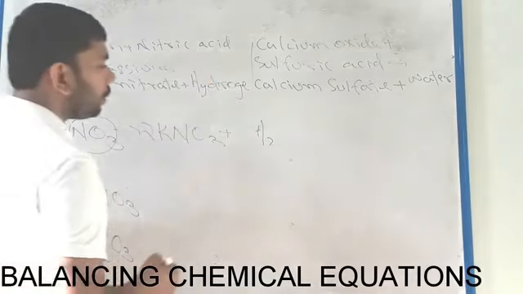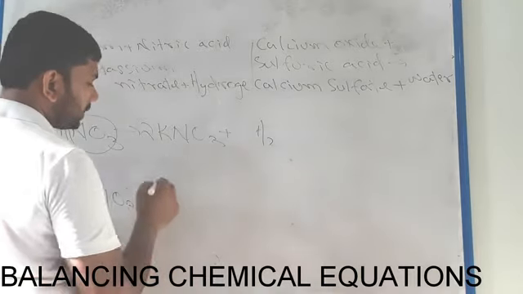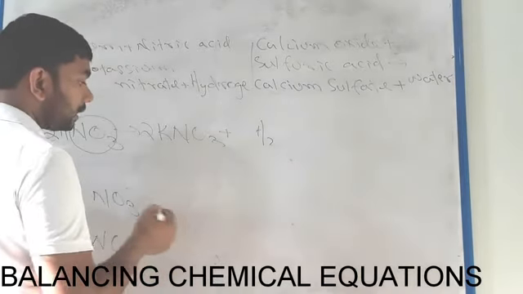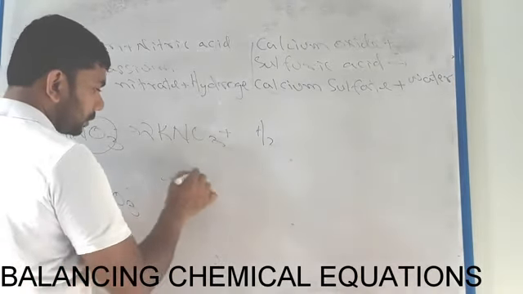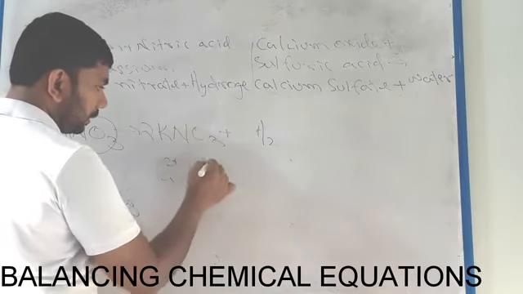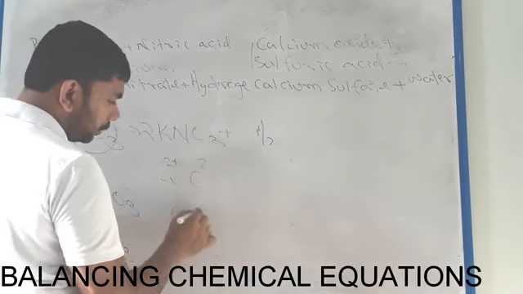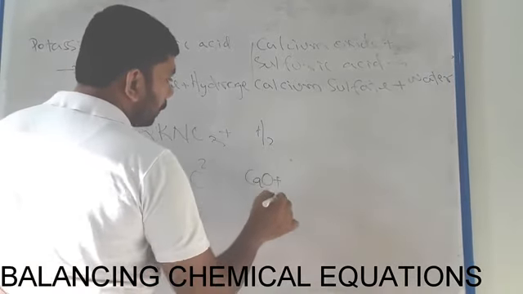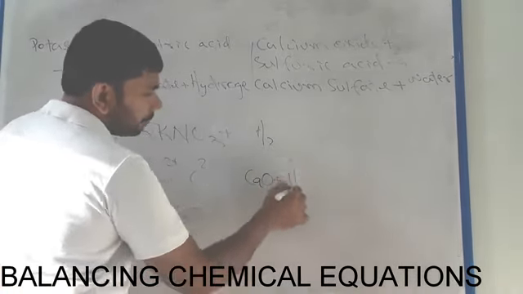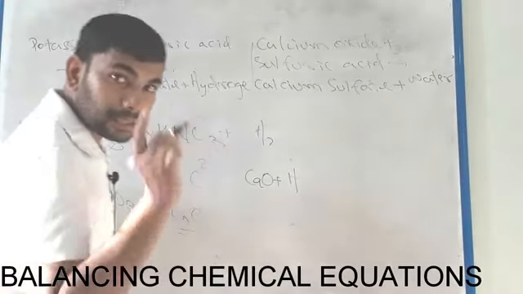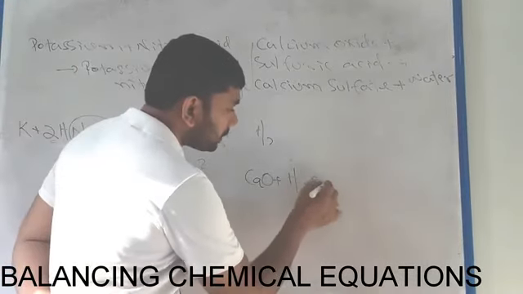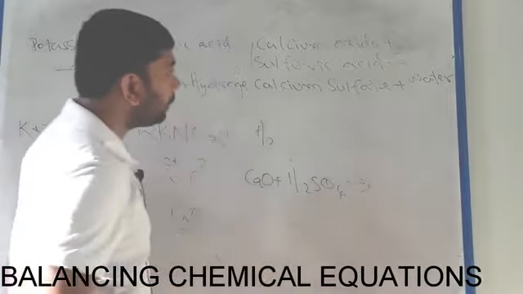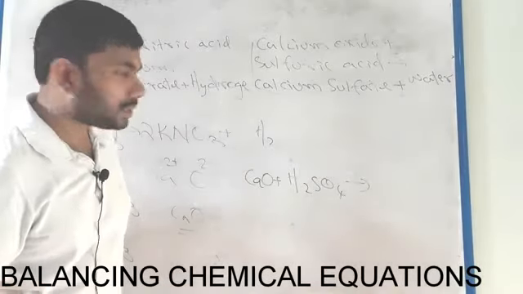And here calcium oxide. What is the formula? Calcium oxygen, 2 plus 2 minus. So it will be CaO, calcium oxide. CaO plus sulfuric acid. Calcium oxide plus sulfuric acid. Sulfuric acid H2SO4. Okay. Calcium sulfate.